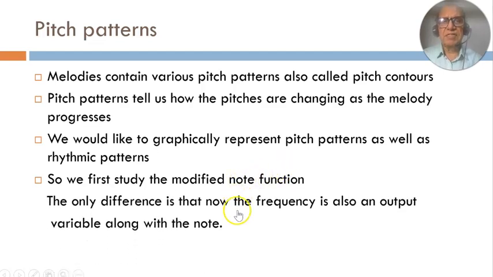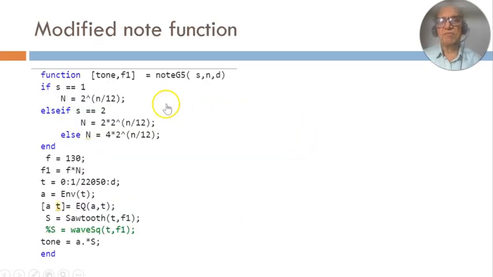The change that we make is that we add one variable to the output variables. Previously only the note vector was returned. Now the frequency of the note also will be returned. So let us see the modified note function. First of all, note that we have now changed the name of the note function. That was note G4. We have now made it note G5.